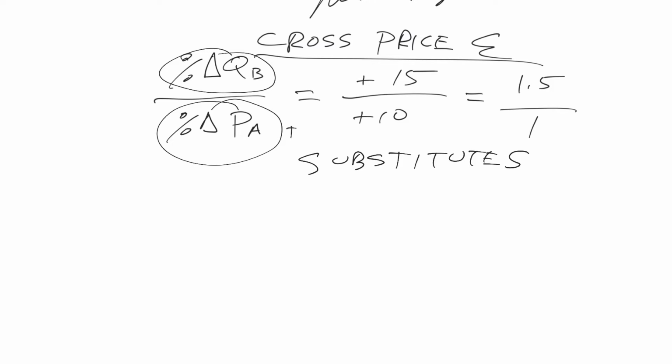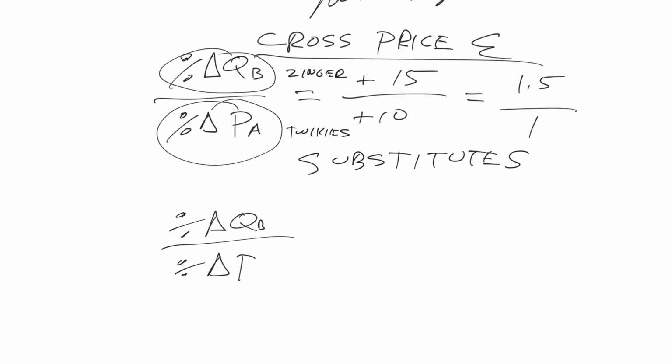Let's say this is Twinkies and this is Zingers. Okay? There we are. Now, percent change in quantity of good B in response to change in price of A.